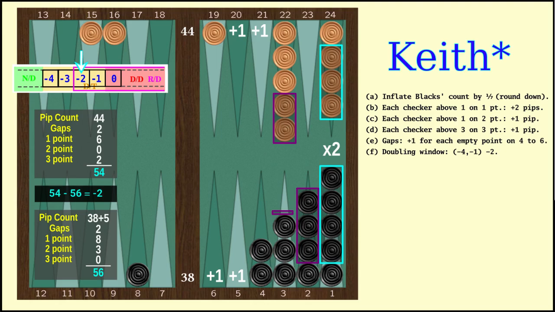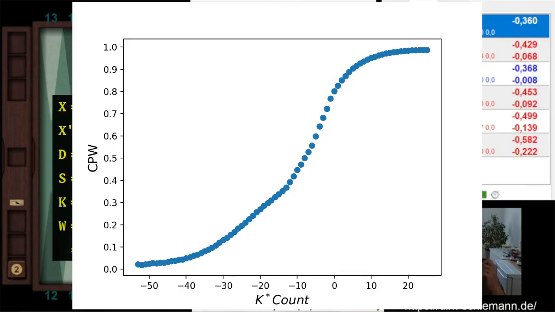Let's take K-star, the modified Keith count, the best catch-all method I know of, and map its modified count to the mean CPW of all race positions having this count. This is how it looks. For our sole example, the K-star count is -4, which maps to 64.4%, so slightly worse than Klineman, 8 versus 7%. Which sadly sums up this attempt.